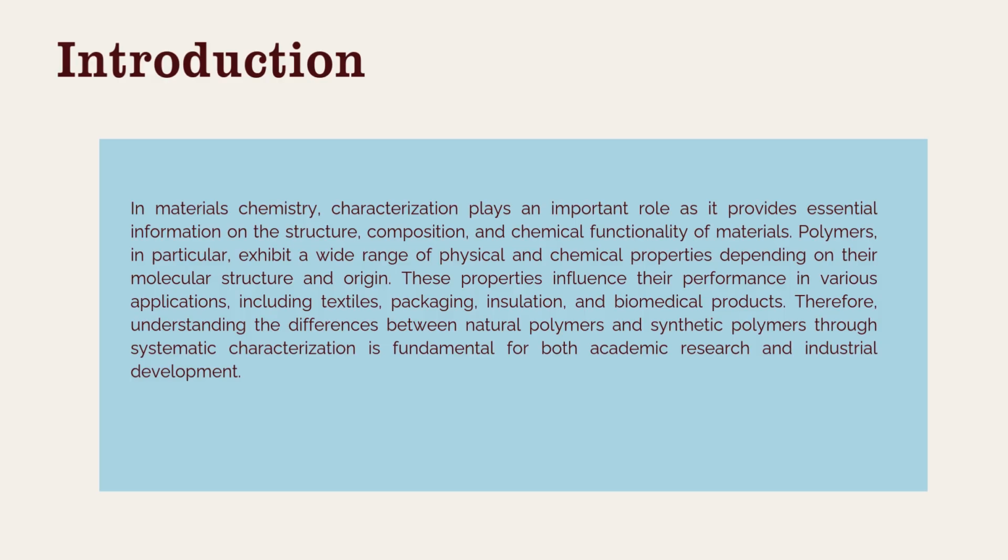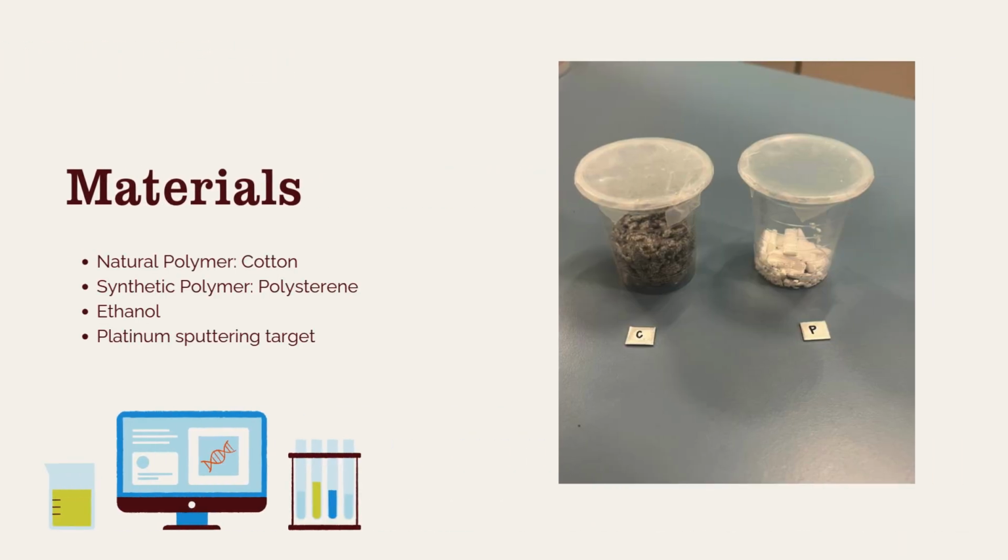industrial development. In this practical, two polymers with significantly different nature and properties were selected. The first is cotton, which is a natural polymer. Second is polystyrene, which is a synthetic polymer. Other materials included ethanol and platinum sputtering target.